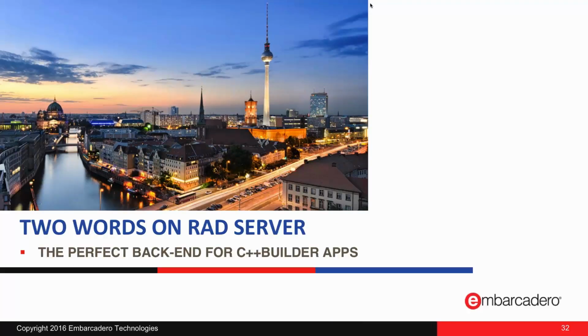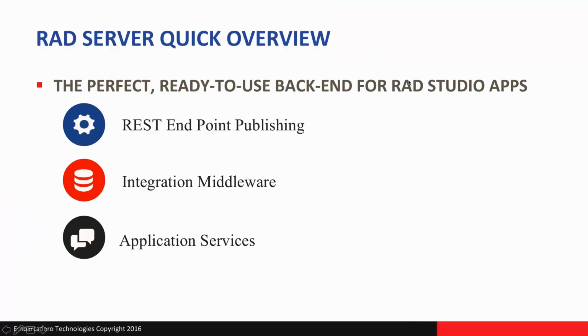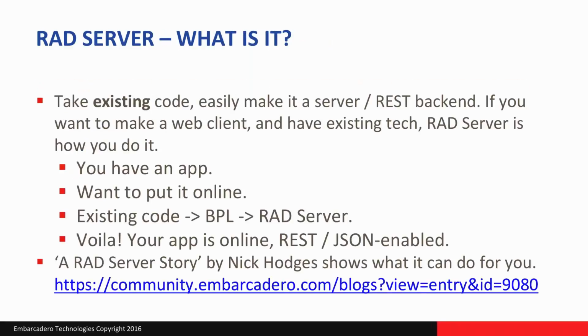So a few words here on RAD Server. So RAD Server is a backend for C++Builder applications, and there's a question about what that means. So this is a slide that we typically show indicating there's a ready-to-use backend for RAD Studio applications. It gives you REST endpoint publishing, gives you integration middleware, and gives you application services. But the question is, what is that? What does that mean?